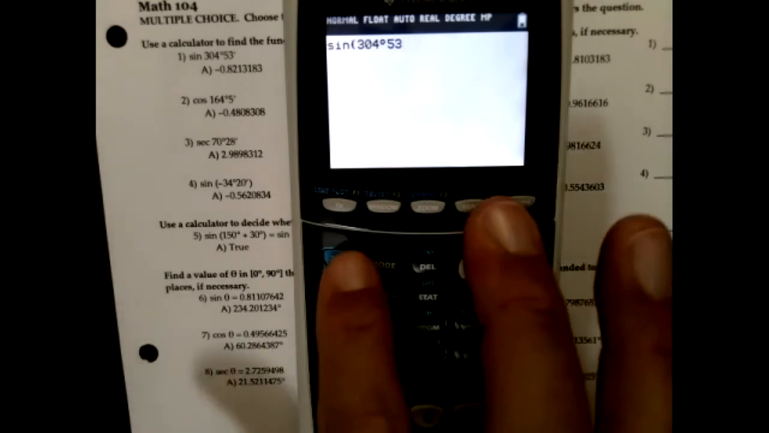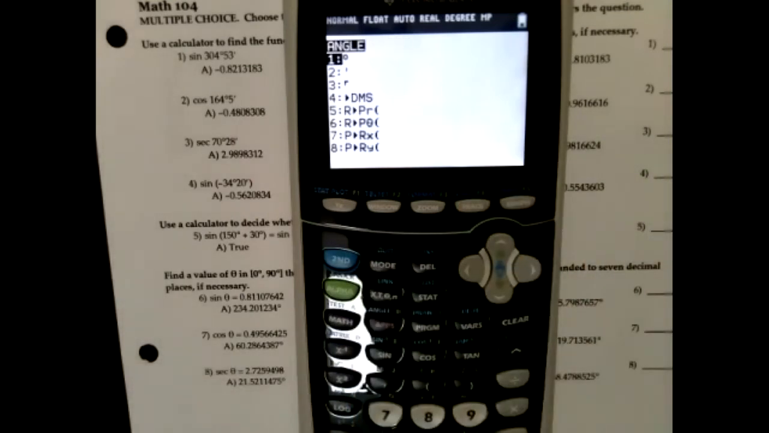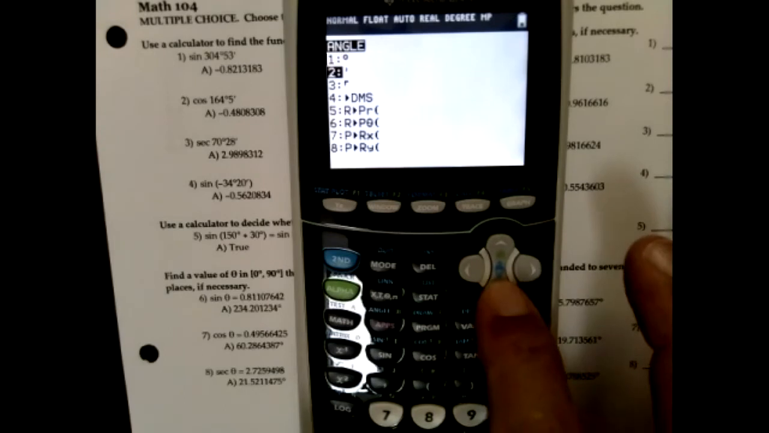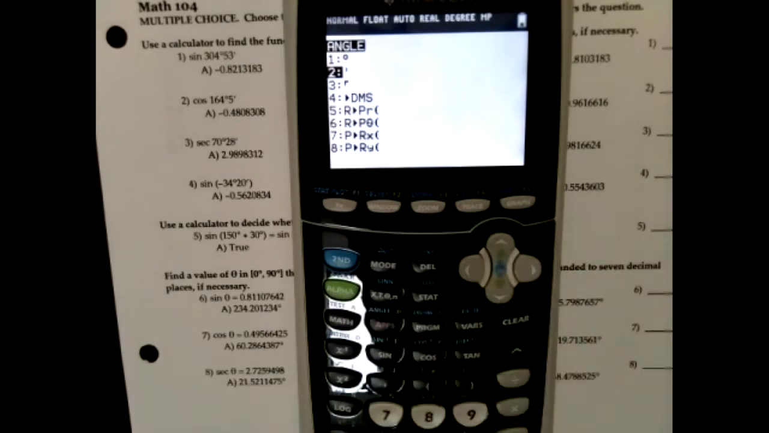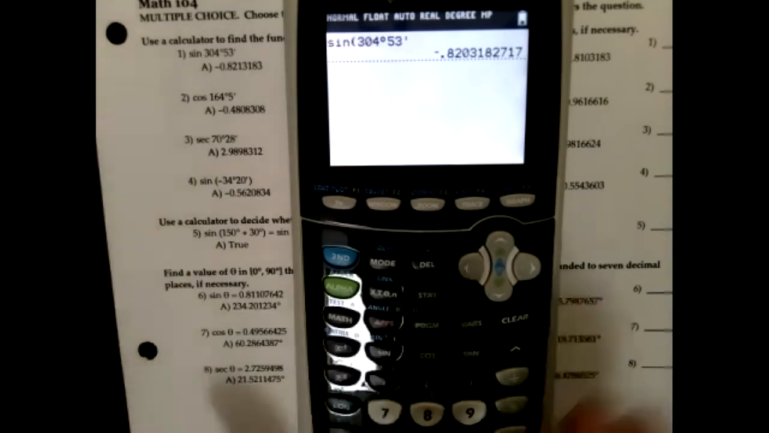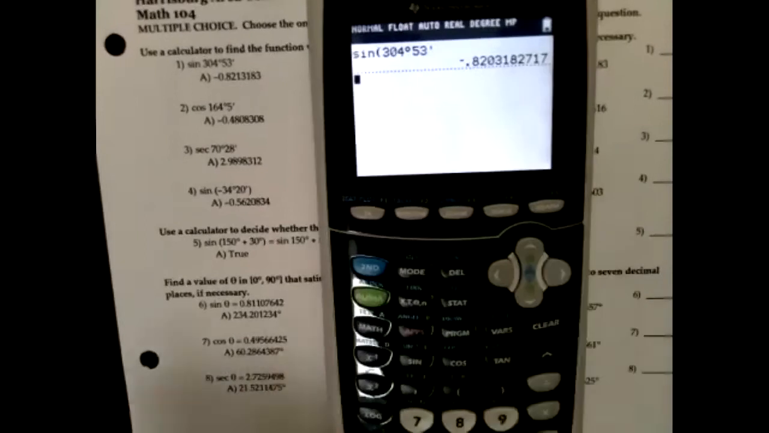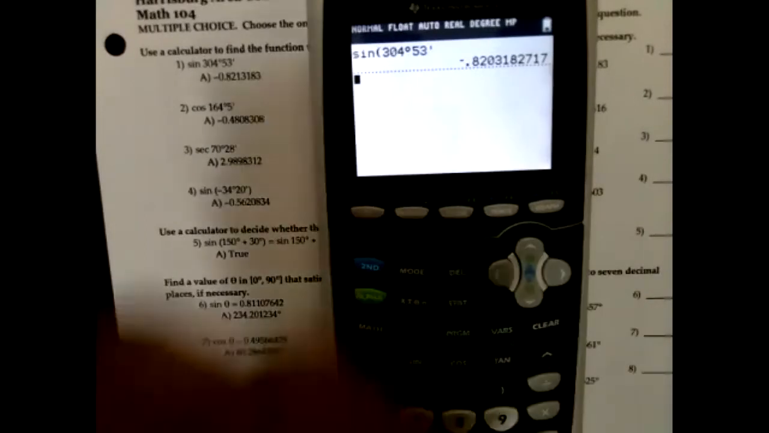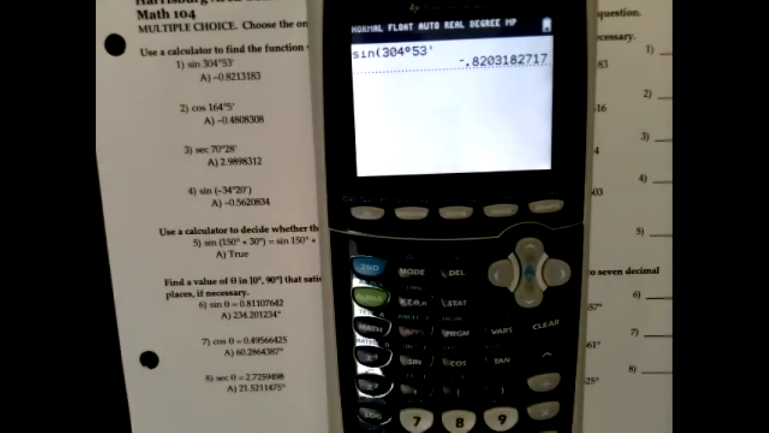Let's see. Second apps again. I come down. Now I'm going to get minutes. I hit enter. I think I'm excited. And I hit enter again and I get -0.820. And that just happens to be A. Nice. A. Cool beans.